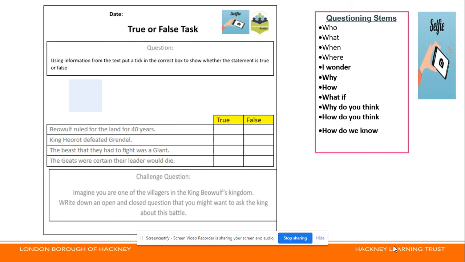And your activity today is a true or false task. Below, there are some questions that we want you to mark whether or not they are true or false. And your challenge question today is, imagine you are one of the villagers in King Beowulf's kingdom. Write down an open and closed question that you might want to ask the king about.